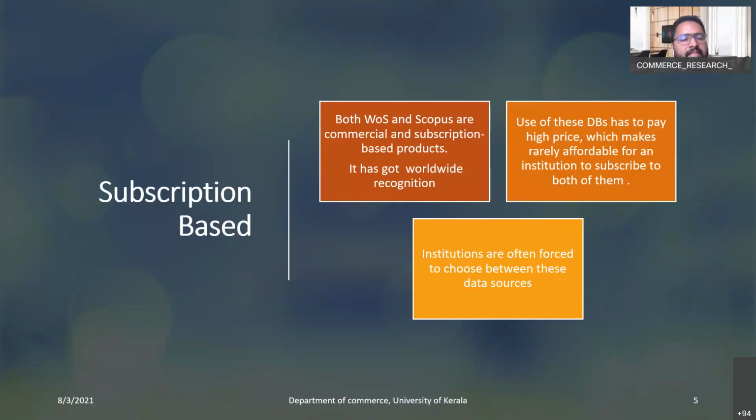So these databases are subscription based. I already explained both Web of Science and Scopus are commercial and subscription based products. They have worldwide recognition. Using these databases requires paying a high price, which makes it rarely affordable for an institution to subscribe to both of them.